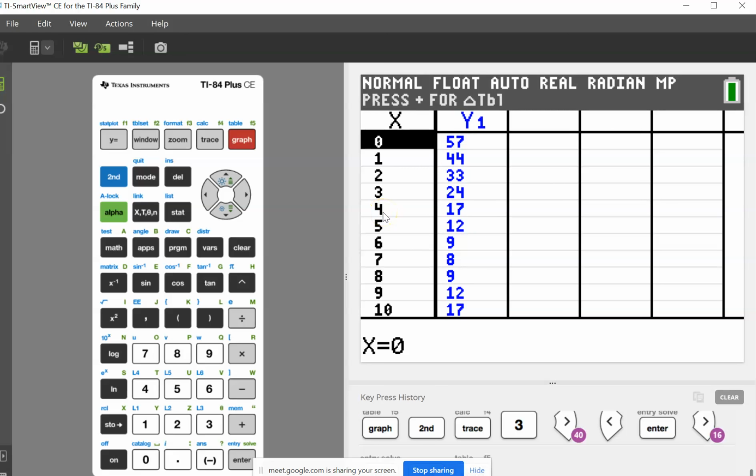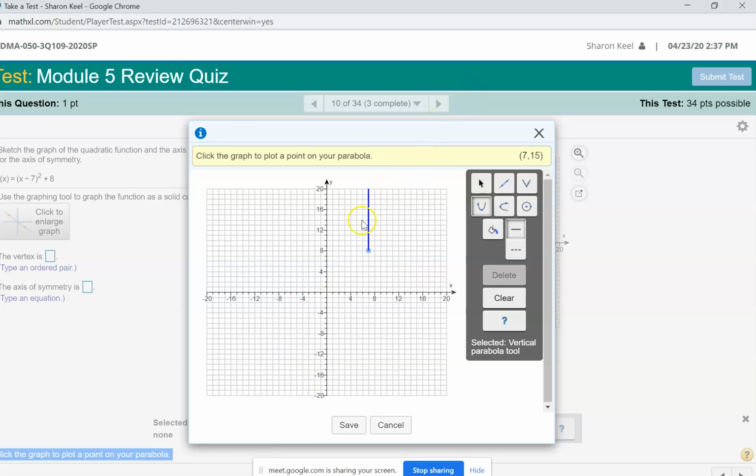I could graph, let's say, 4, 17. I could graph any of these other points that are smaller than 20. So I'm going to graph the 4, 17. I'm going to go to 4, up to 17. There's my second point. So that is my function.